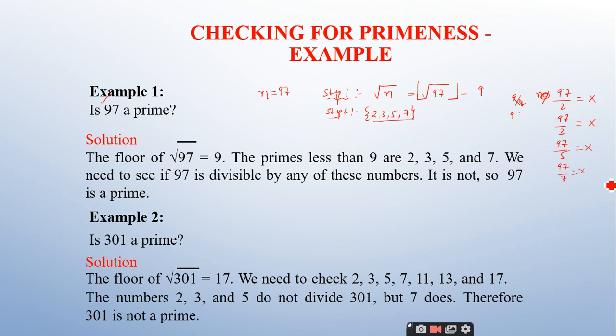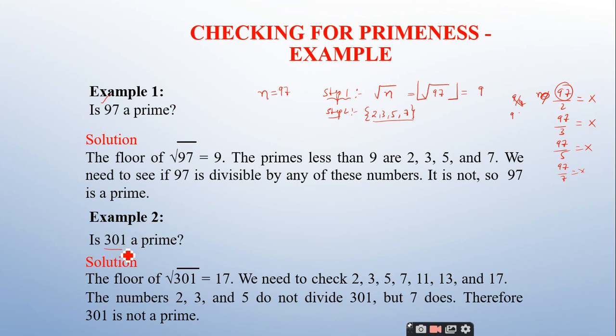Right. So none of the primes that are less than the floor of square root of 97 is dividing 97. If it is not divisible, then 97 is a prime. Don't get confused. If it is not divisible by any of the primes that are less than square root of n, then n is a prime number. If any of the numbers is dividing n, then it is a composite number, right?